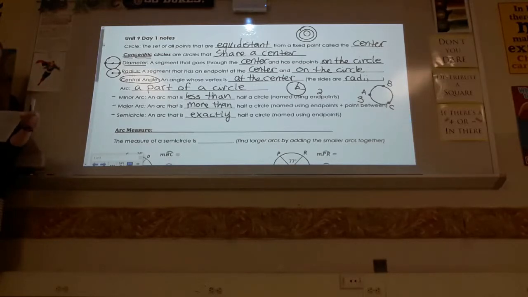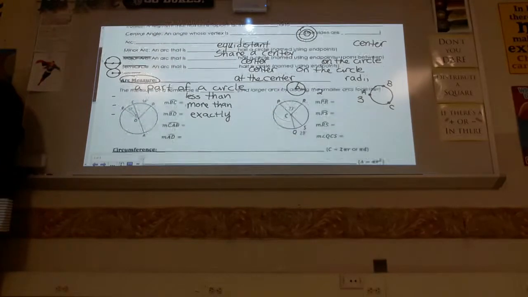Because now we're just going to move on to talk about 3 formulas. You should know at least 2 of them. Any questions about the vocab?